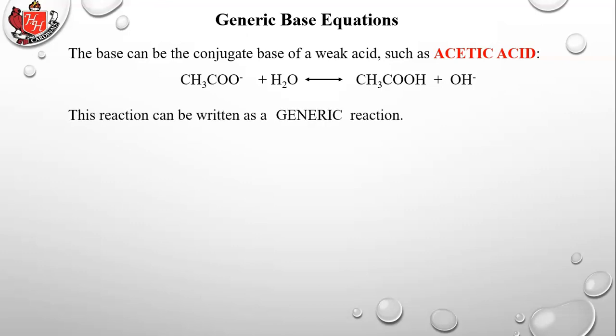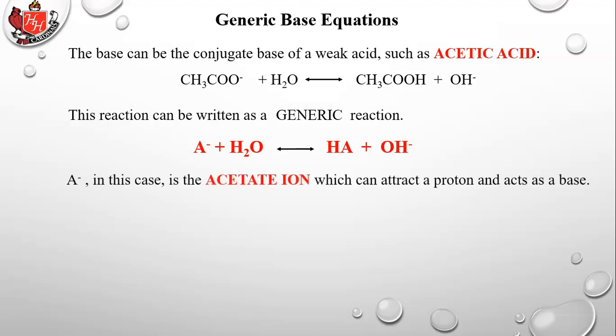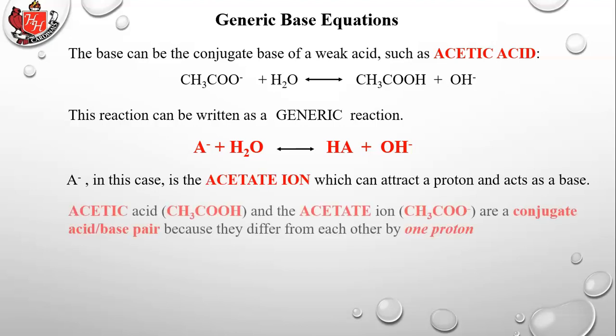So this reaction can be written in the generic form, A-. So A- is the acetate ion up there, plus H2O. And then once you add that proton back to the acetate ion, it becomes acetic acid, so that's HA. It's no longer a negative charge, it now has that proton added on. And then you still see the hydroxide ion. A- in this case is the acetate ion, which can attract a proton and act as a base.